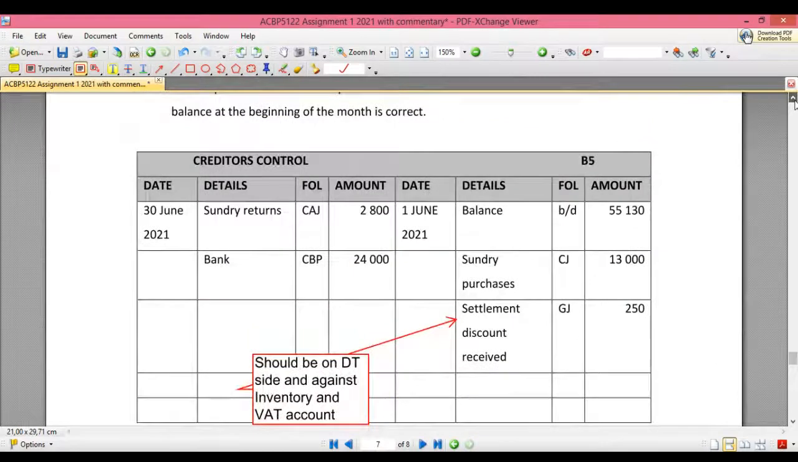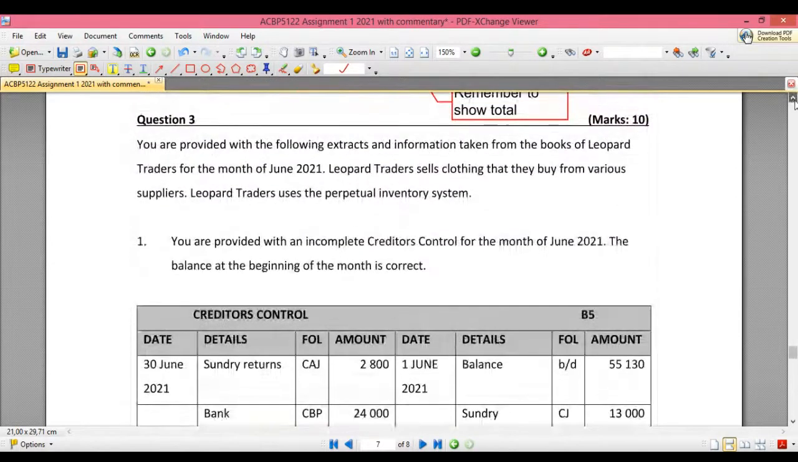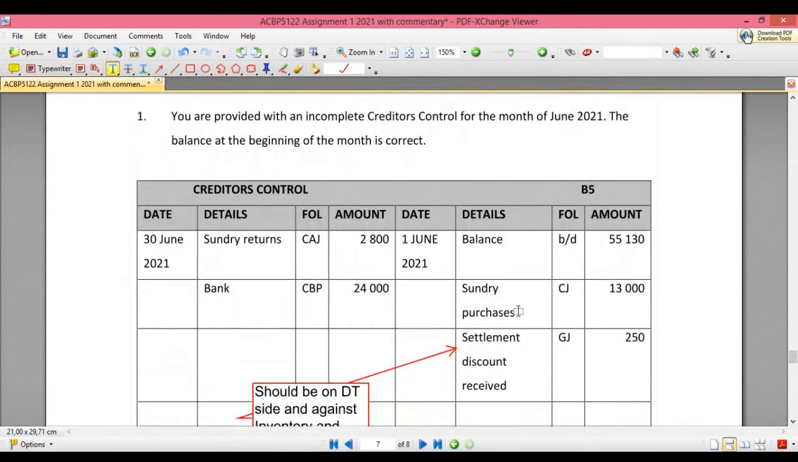So let's quickly see what information they've given to you. They've given you the incomplete creditors control for the month of June. They sell clothing and they buy various supplies, and they use the perpetual inventory system. That means we take it to inventory if anything is taken from inventory or if we've acquired any inventory. They told you we've got the incomplete records. So we've got the balance, sundry purchases, and settlement discount received.